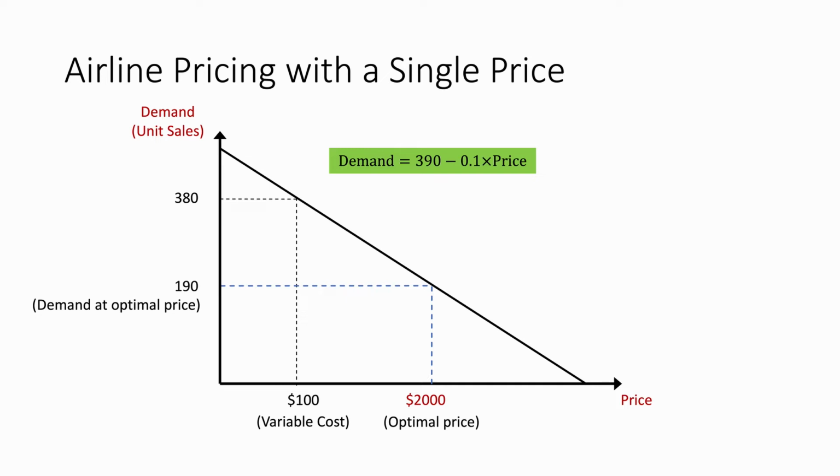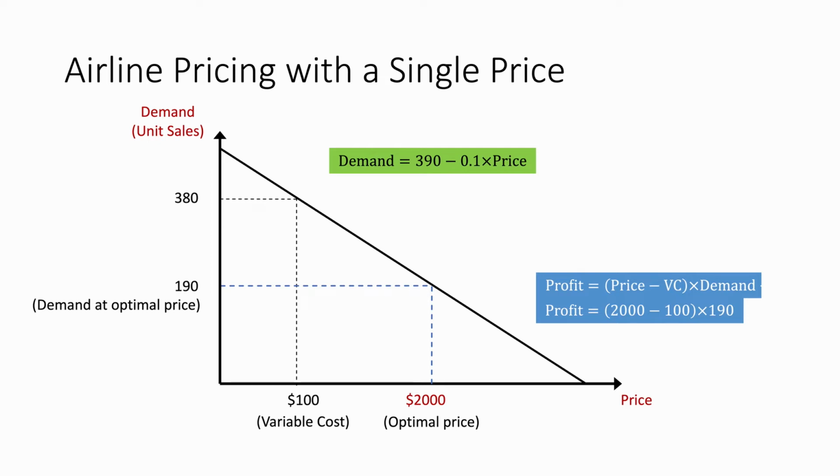Next, we're going to calculate the profit, that is the maximized profit at the optimal price level. We're going to use the function that we have introduced before. That is profit equals price minus variable cost, and that's the margin, times demand, and then that number minus the fixed cost. In this case, we don't consider the fixed cost. So now we substitute the numbers into the profit function. Profit equals the price of $2,000 minus the variable cost of $100, and that times the demand of 190 tickets.